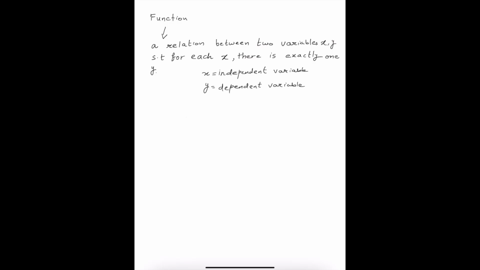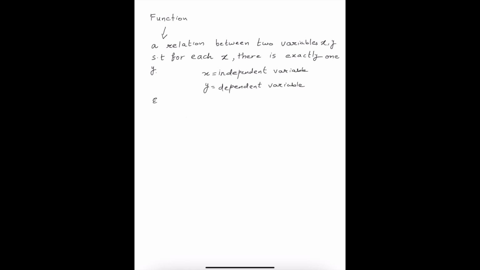What is a function in mathematics? It's defined as a relation between two variables x and y such that for each x there is exactly one y. So we could also say that each x determines a single value of y. X is called the independent variable and y is called the dependent variable. X is also called the input and y is called the output.